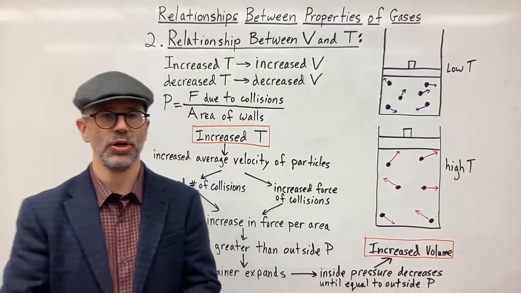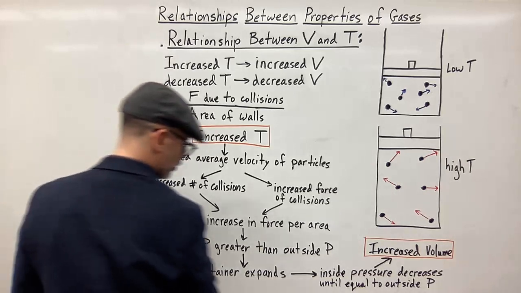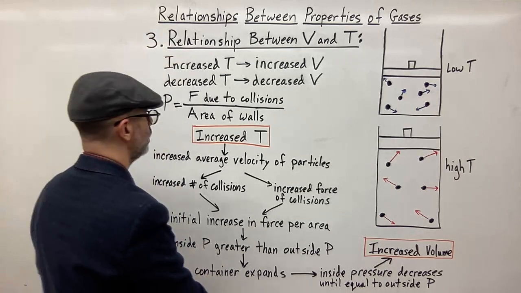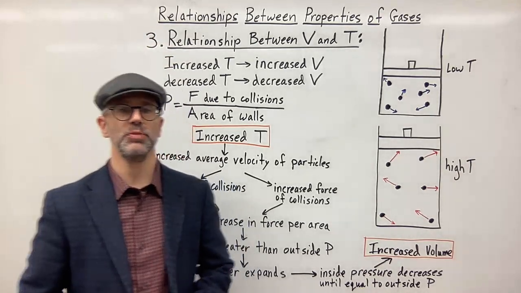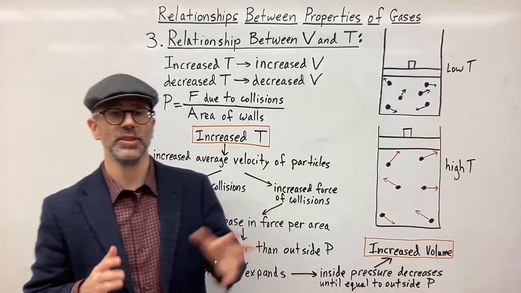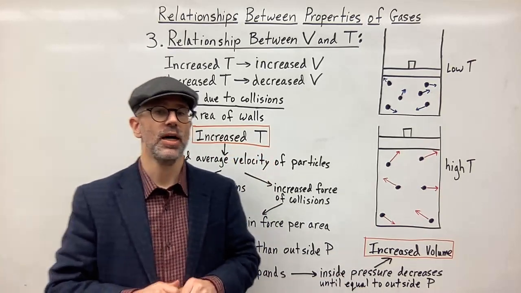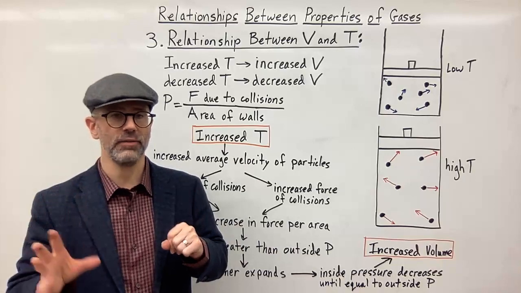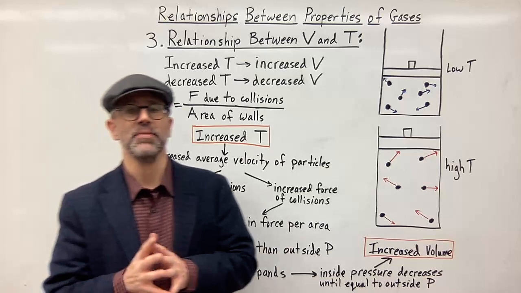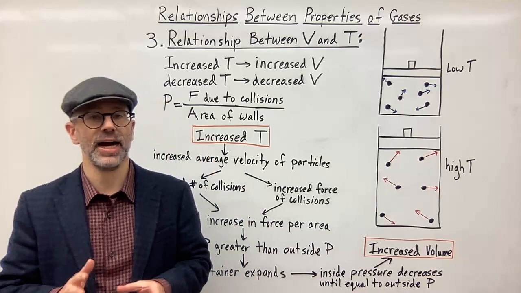Okay, welcome back. Now we're at relationship number 3, and I forgot to change that to a 3. Okay, this is real time. So the third relationship is between volume and temperature. When we look at the relationship between volume and temperature, we're keeping the amount of gas and pressure constant. So the pressure is going to stay constant, and the amount of gas is going to stay constant.